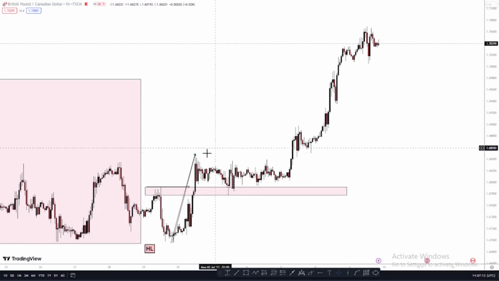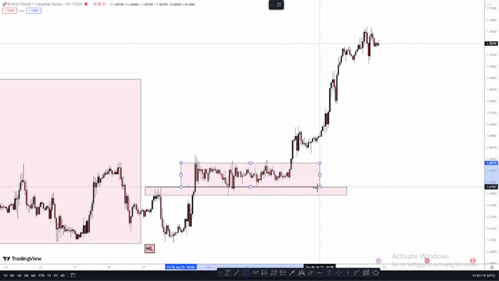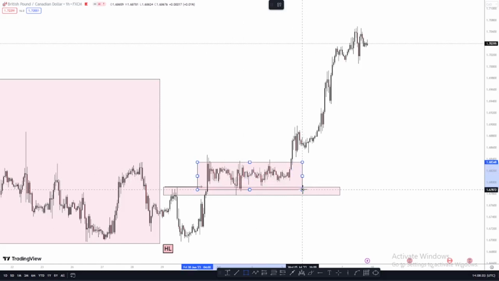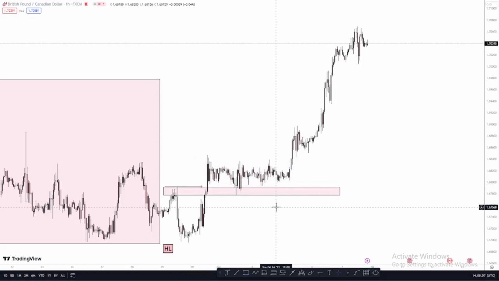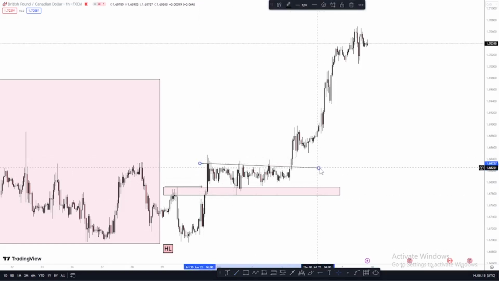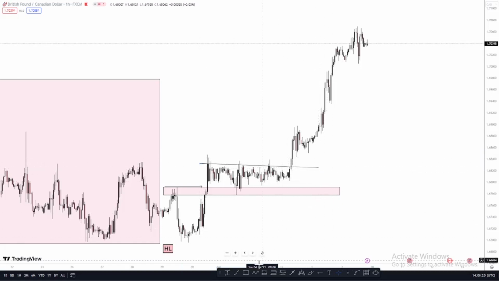So within this, let me clear this. Good. So within this consolidation, I know some of you will say it's a consolidation, and you're all right, there's a consolidation, but I didn't look at it from that angle. What I did was take my trend line, draw from point A to point B. Take a second trend line, draw from point A to point B.